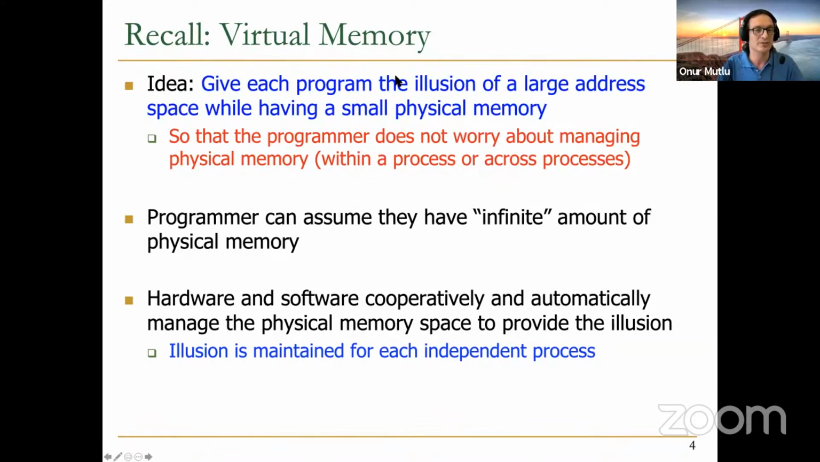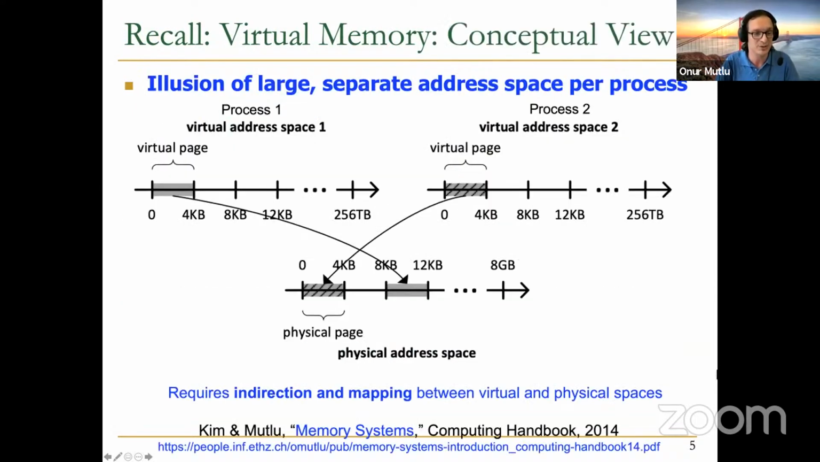The idea of virtual memory is to give each program the illusion of a large address space while having a small physical memory, so that the programmer doesn't worry about managing the physical memory or different processes, and basically safely assumes that they have an infinite amount of physical memory and they're happy, hopefully. As we discussed, hardware and software cooperatively enable this. We started looking into the hardware and software support for virtual memory, and the illusion is maintained for each independent process. And this was one of the pictures that I used to give you the idea.